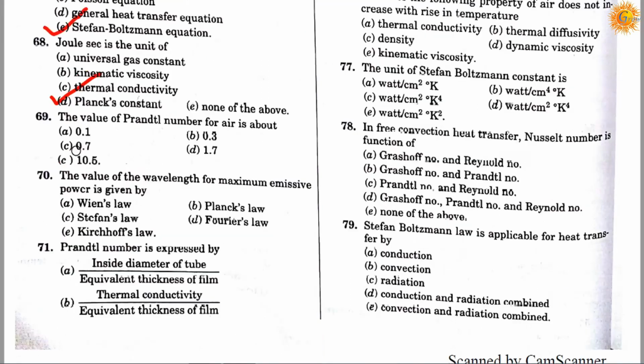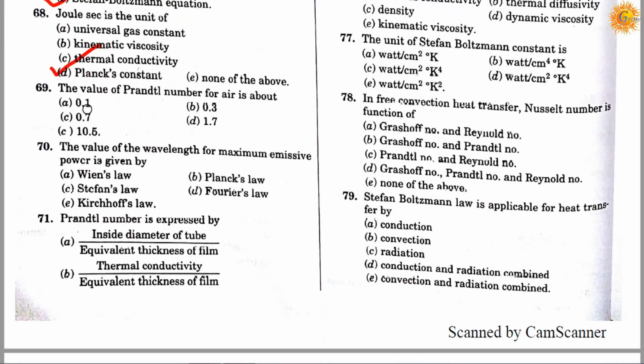Question number 69. The value of Prandtl number for air is about option A, 0.1, option B, 0.3, option C, 0.7, option D, 1.7, option E, 10.5. Correct answer is C, it will be 0.7.